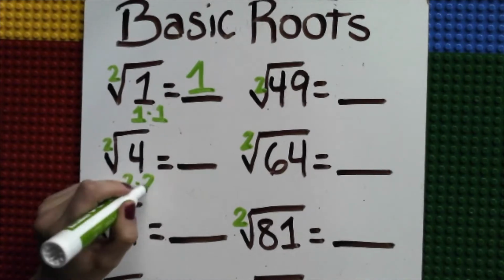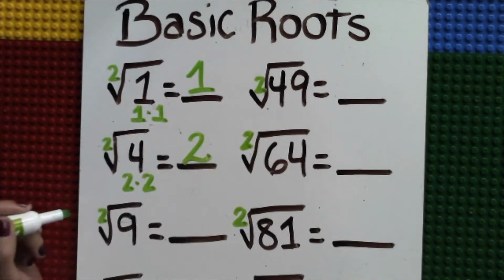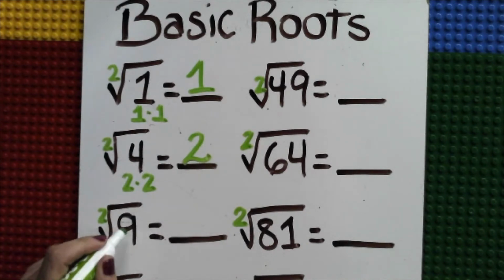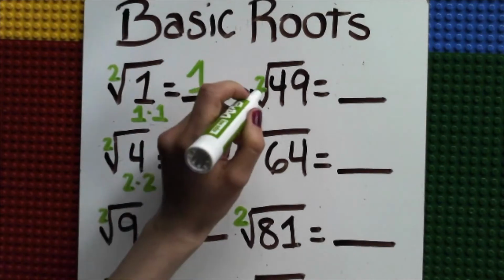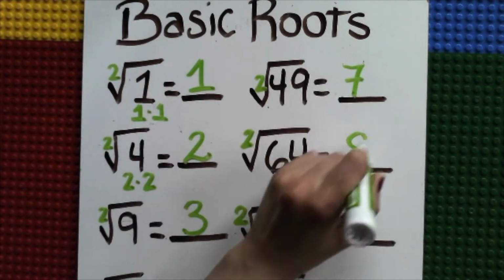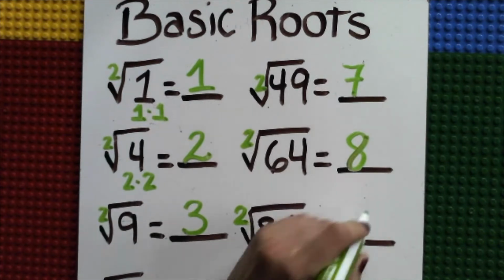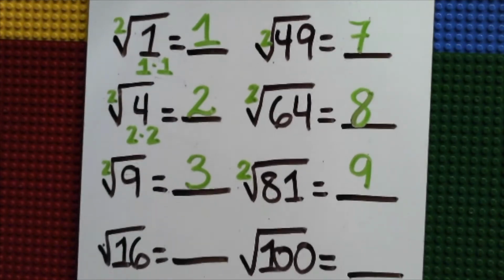And the square root of 4 is 2 because 2 times 2 is 4. The same with the square root of 9, 3 times 3 is 9, and the square root of 49, 7 times 7. The square root of 64 is 8 times 8, so the answer is 8, and the square root of 81 is 2 groups of 9, 9 times 9, so the answer is 9.